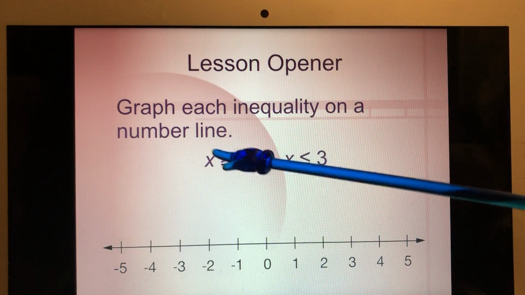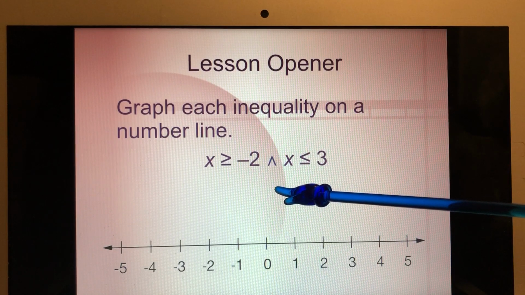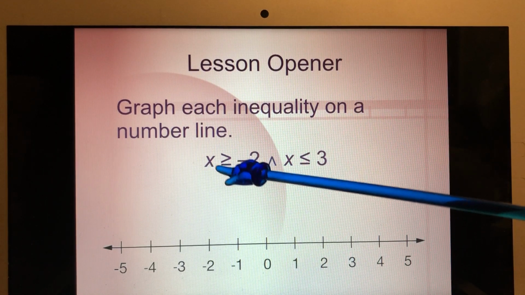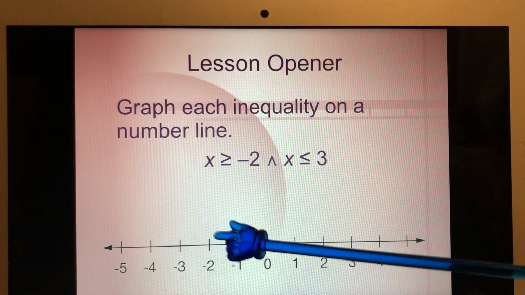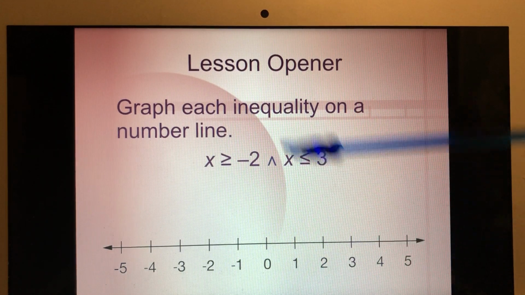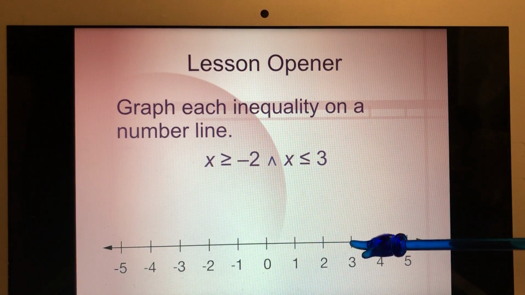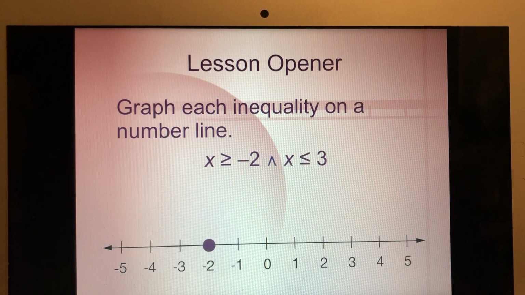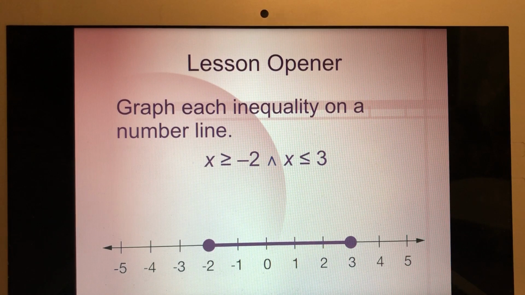Now, if we have two inequalities, we need to graph these: x is greater than or equal to -2, and x is less than or equal to 3. So first I'm going to go to -2 right here, greater than or equal to, right? And then here is less than or equal to 3. Now we have -2 there, 3, and it is everything in between. That's what this means, the intersection of those two.